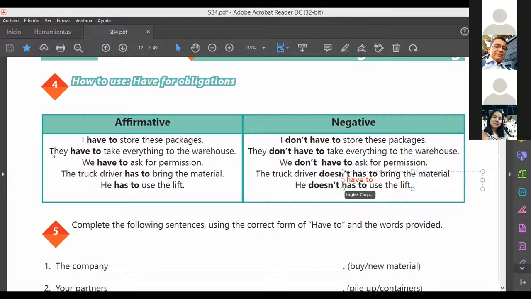Okay, we have to ask for permissions. Ah, okay, you're on number three. Mm-hmm. We don't have to ask for permission.